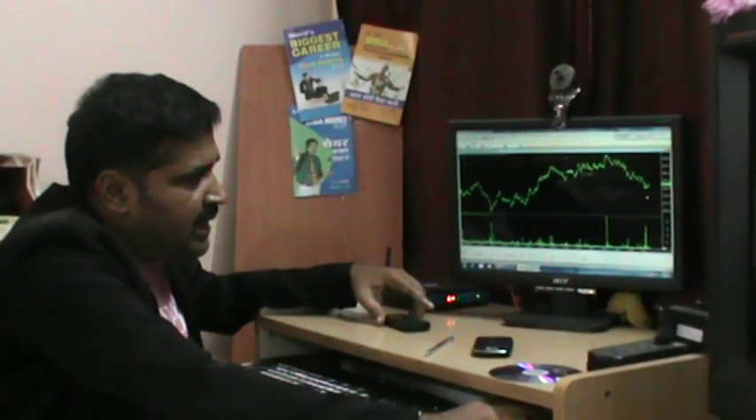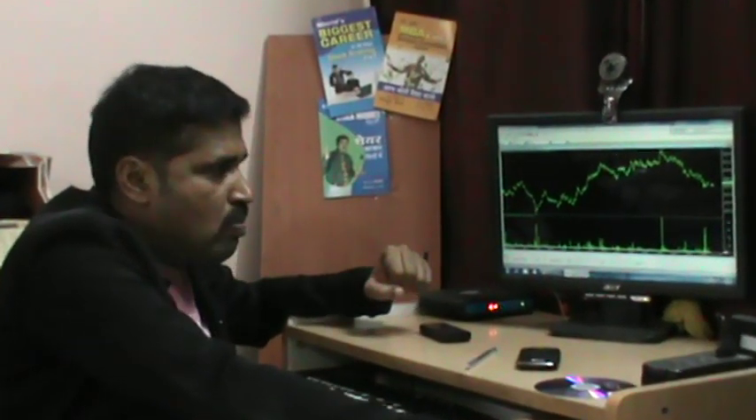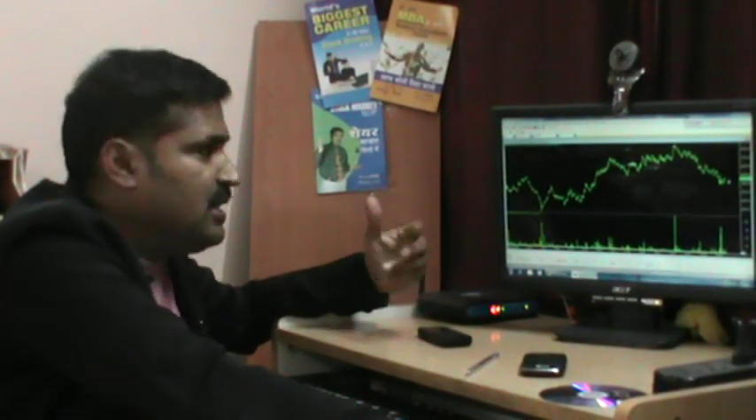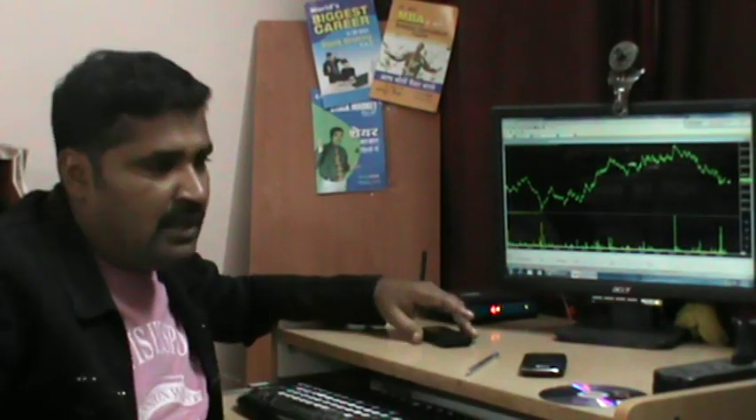And what can we do? We can go for selling, but it is not that clear. So we can use hedging here also. Hedging means buy the November silver micro, sell the January silver micro, and keep a 150 point or 200 point stop loss on both sides.